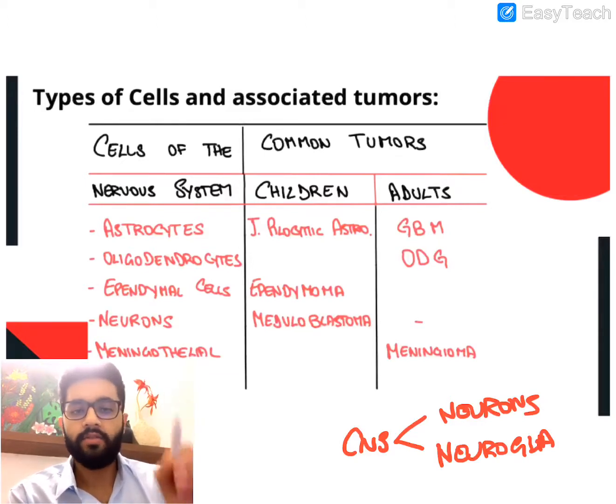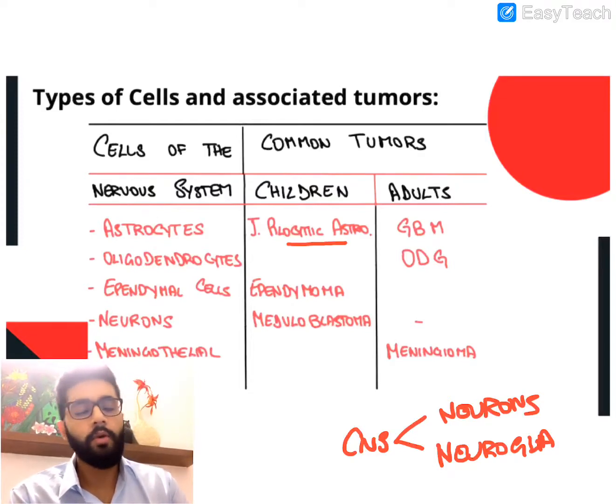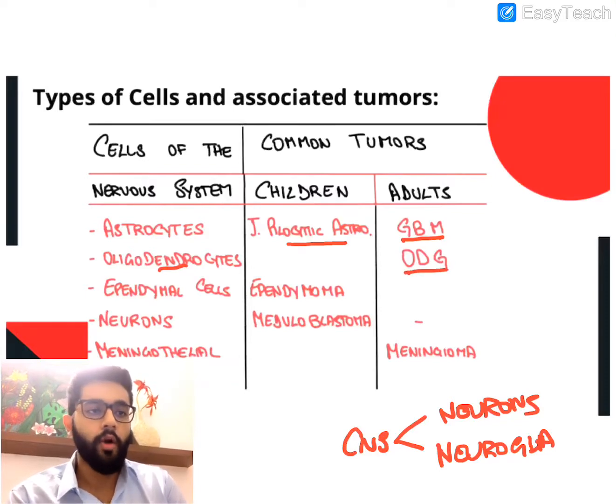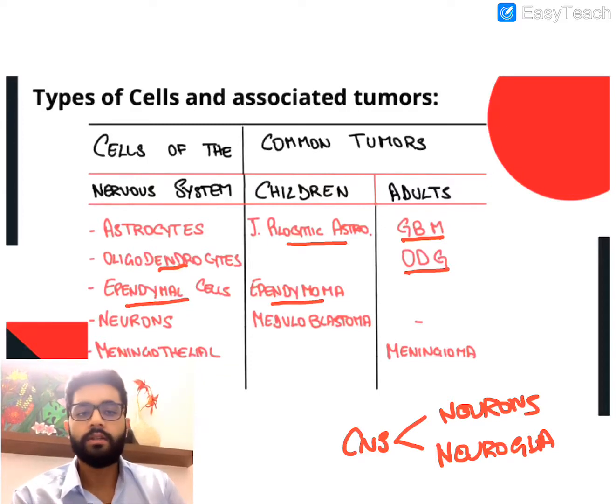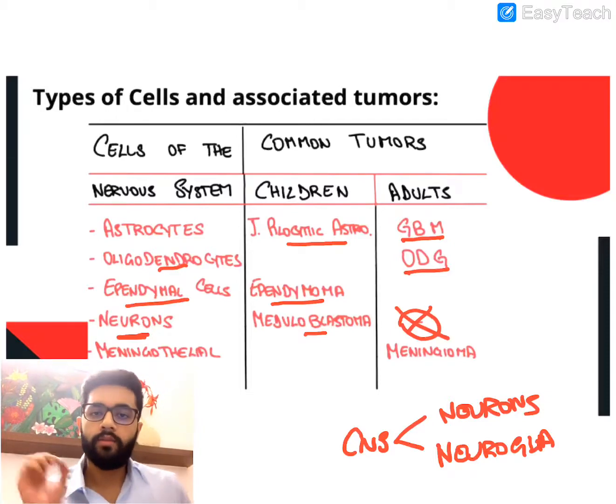So from the astrocytes, we have the juvenile pilocytic astrocytoma or just pilocytic astrocytoma in children, glioblastoma multiforme in adults. From the oligodendrocytes, we can have oligodendroglioma, which is seen in adults. The ependymal cells can give rise to ependymoma, which is seen in children. The neurons can give rise to medulloblastoma, which is seen in children, and the neurons do not give rise to any tumor in adults. So let's go back to some basic pathology.